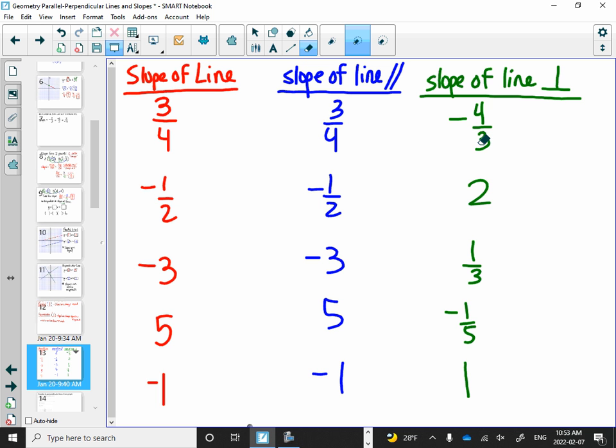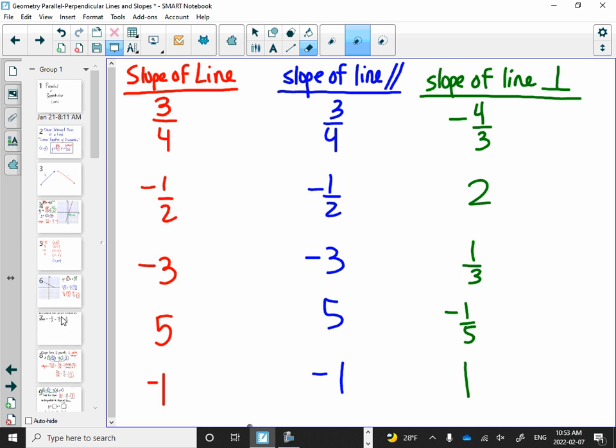Now, all of these notes are posted online, so if you don't want to write this part down, this is review from last week. Okay? -1/2. If it's parallel, it's also -1/2. We're talking about the slope. The reciprocal of -1/2, the opposite reciprocal, is +2, because 1/2 flips and becomes 2. -3 and 1/3. 5 and -1/5. -1 is -1, and then the reciprocal is +1. Okay, that's what we've been going over.